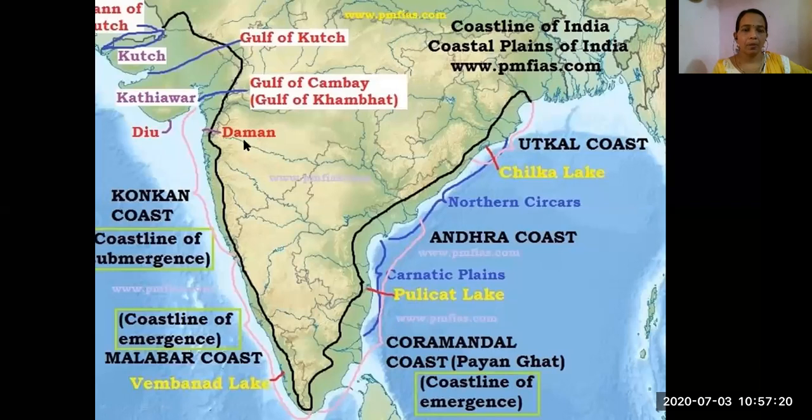This is the map you are looking at. With the black line, the plains are shown. This is the western coastal plain. This is the eastern coastal plain. With this mark, you will understand that the western plain is too narrow compared to the eastern plain, because there is not much place in between the Western Ghat and the Arabian Sea. First, we'll see about the western coastal plain, then we'll turn toward the eastern coastal plain.